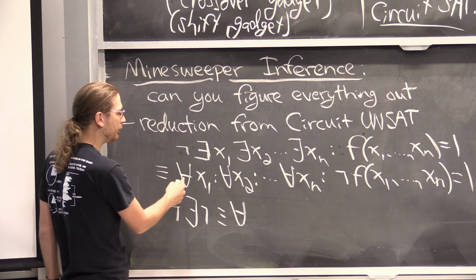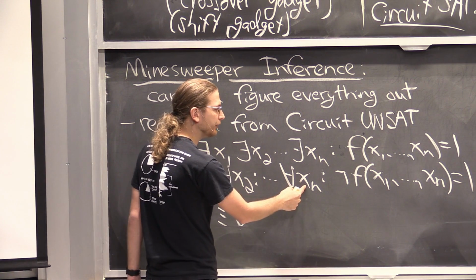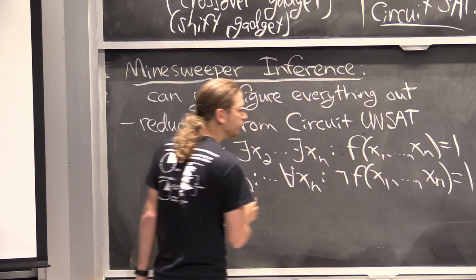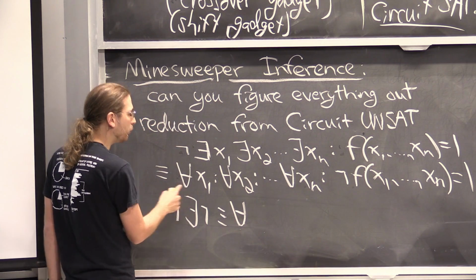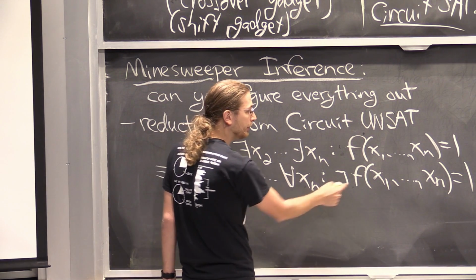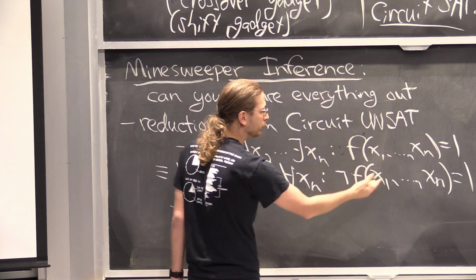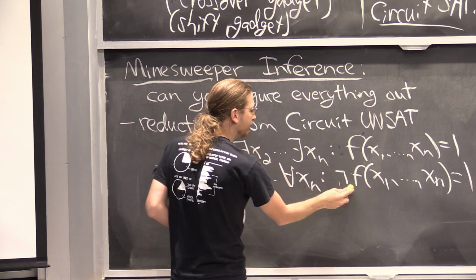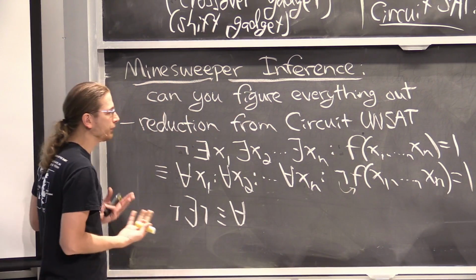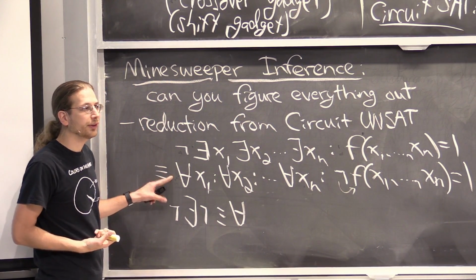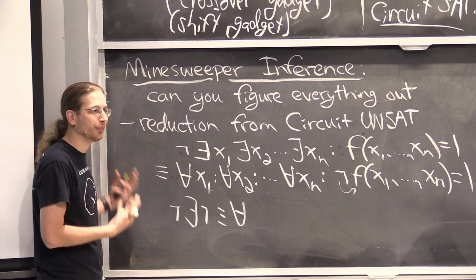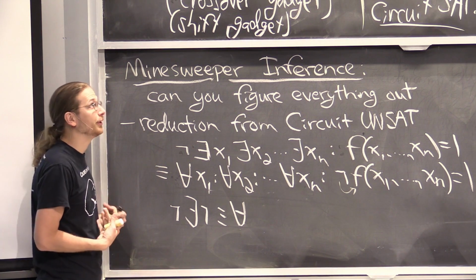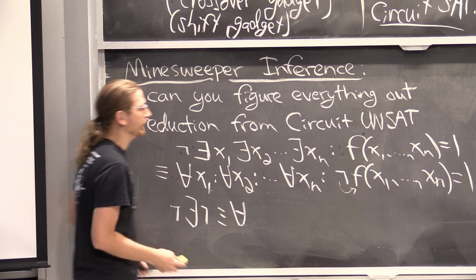3SAT is about: do there exist settings for these n variables such that this comes out to be true? Now we're saying: no matter how you set the variables, this comes out to be true, or false, I guess. But again, that doesn't matter. You can just put the negation inside f if you wanted to. So the key difference here is we switch the quantifier direction. This is such a big difference that this problem is not NP-complete, unless NP equals co-NP. This problem is co-NP complete.